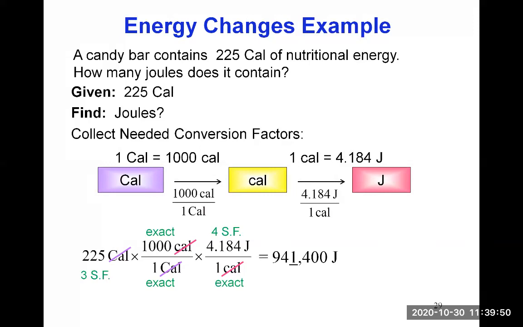So we keep the 9, the 4, and the 1. What comes after the 1 is a 4, so we keep the 1 a 1. And so that will be rounded as 941,000, or in scientific notation, 9.41 times 10 to the 5 joules. That's how we show 3 sig figs.